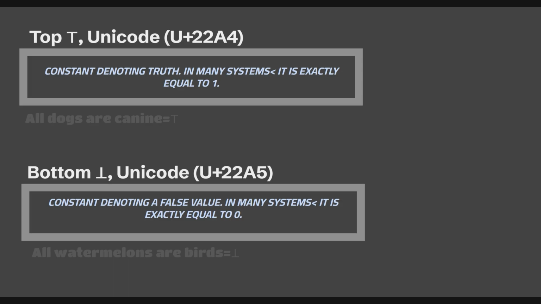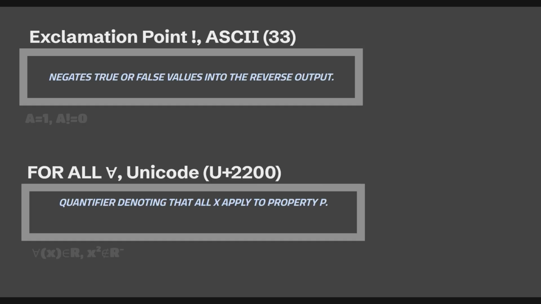Bottom, the opposite of top, is a constant denoting a false value. In any system, it is exactly equal to 0, such as Boolean algebra again. The statement all watermelons are birds is also false. Exclamation point negates true or false values to reverse input. For example, A equals 1, A exclamation point equals 0. Or you could say A equals top and negated A equals bottom.